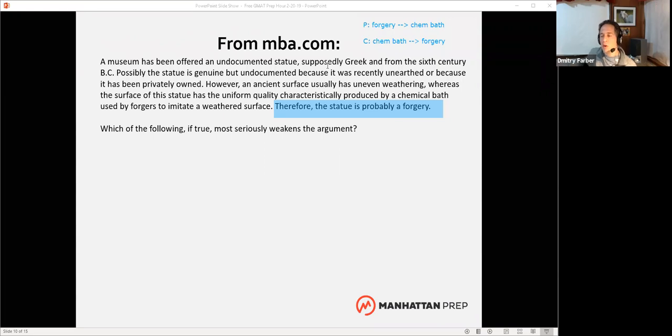Do we know enough to say that it's probably a forgery? Probably meaning that the chances are greater than 50%. Do we have that information to do that? We don't have that information. The other thing that's really important is anytime you have a strengthen or weaken or assumption question, the answer to can we infer the conclusion is always no, 100% of the time. You can never infer the conclusion because then we'd have no job. Right? So it's always tough.